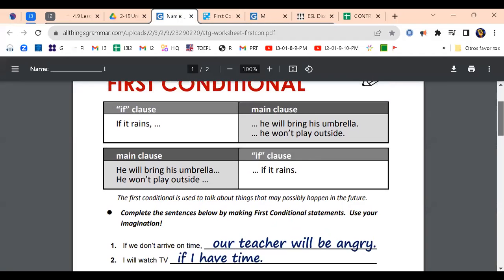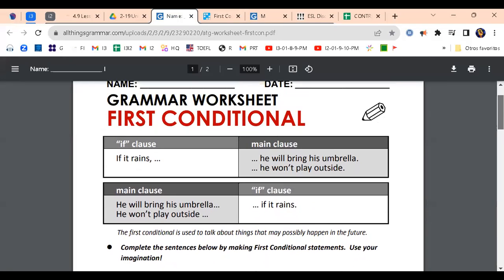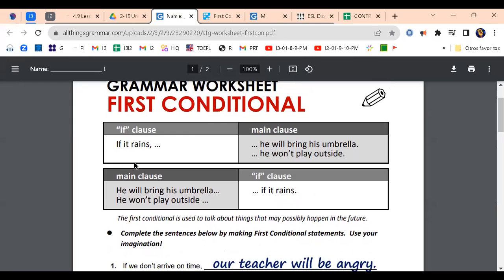Okay, so here we have another exercise. Look at this. First conditional. Remember, we need two clauses, one if clause and one main clause. The if clause is in the simple present and the main clause will be in the future simple tense. If it rains, he will bring his umbrella. If it rains, he won't play outside. So we have a positive or negative.